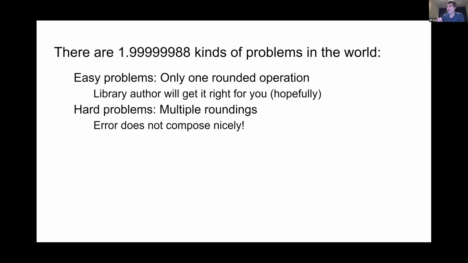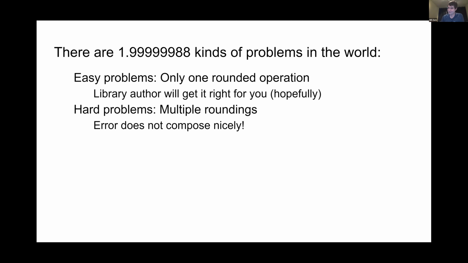If you only have one rounding, this is probably an easy problem, because hopefully whoever implemented the thing that does the rounding implemented it correctly, or at least tells you what the rounding is. And you can go look that up, and then you have a tight bound. You can reason about this. You can use this in a proof.